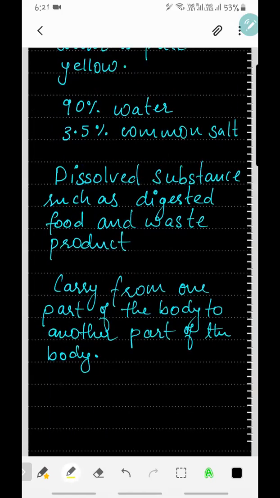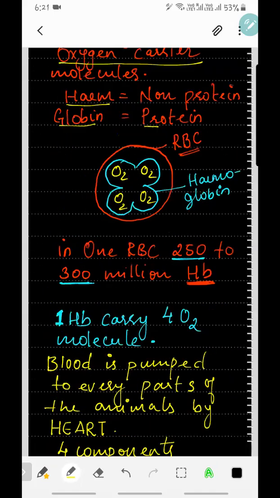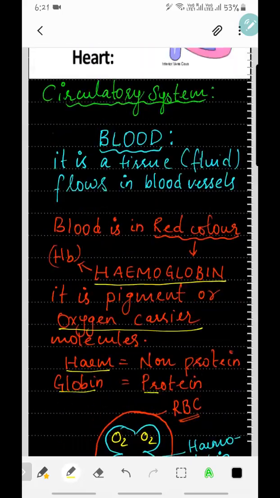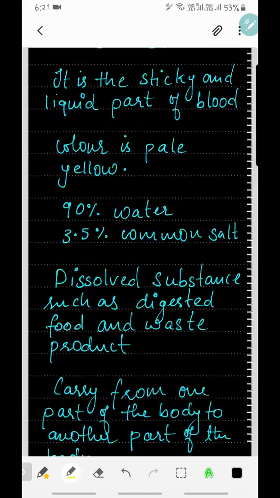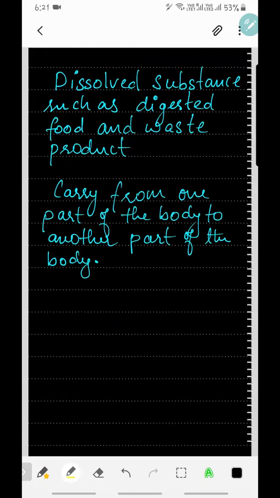Second one we'll see about RBC. Something I have written already here about blood, but still I will write it here. Yes, Rashmi, I think you have understood now. This WBC, platelets, and RBC are suspended in plasma. You got it now?